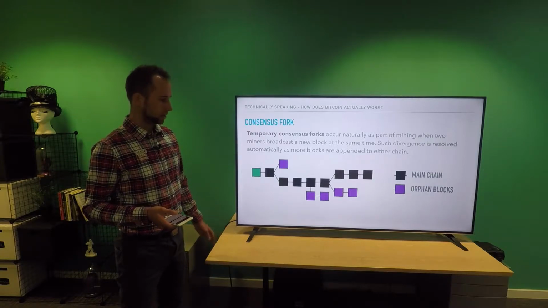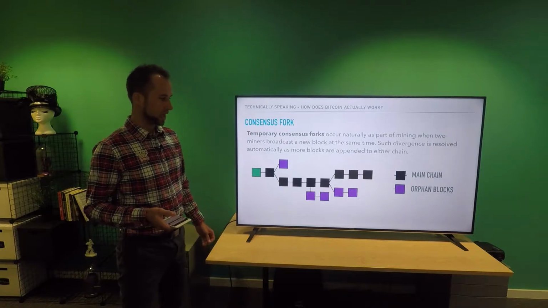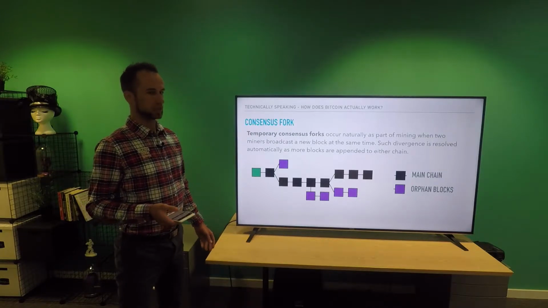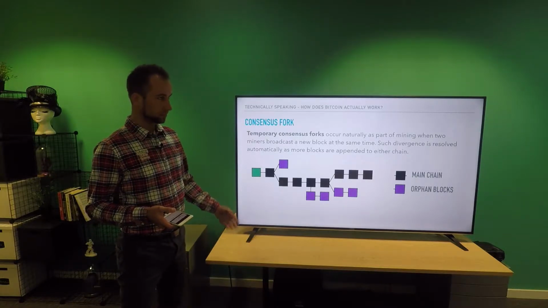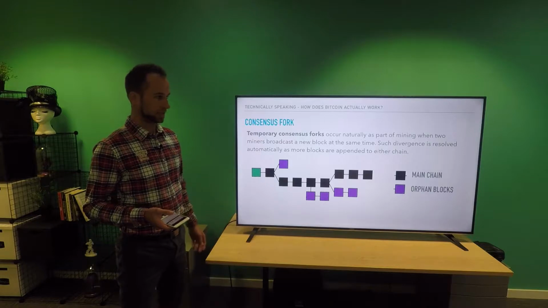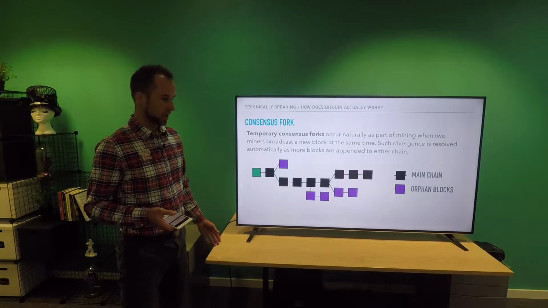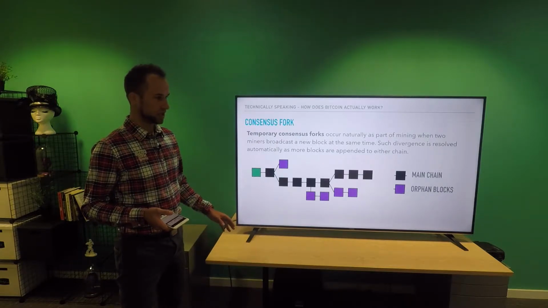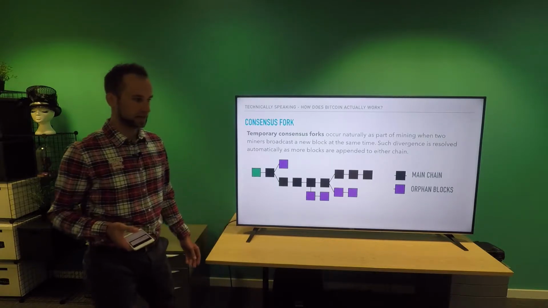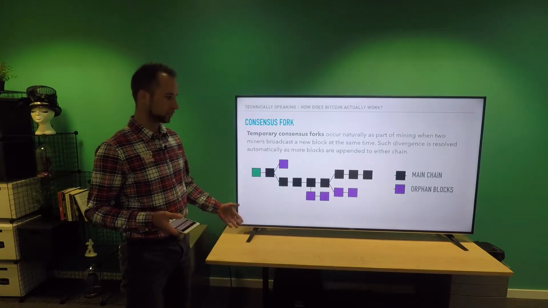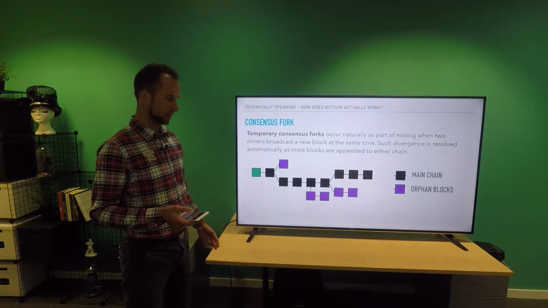And it occurs in a situation where two or more miners mine a block at approximately the same time, and then they propagate the block to the entire network. And because of the network size and latency, some nodes will receive one of those blocks first, and they'll reject the other as invalid. And some other group of nodes will receive the other block as valid, and they'll reject the other one.